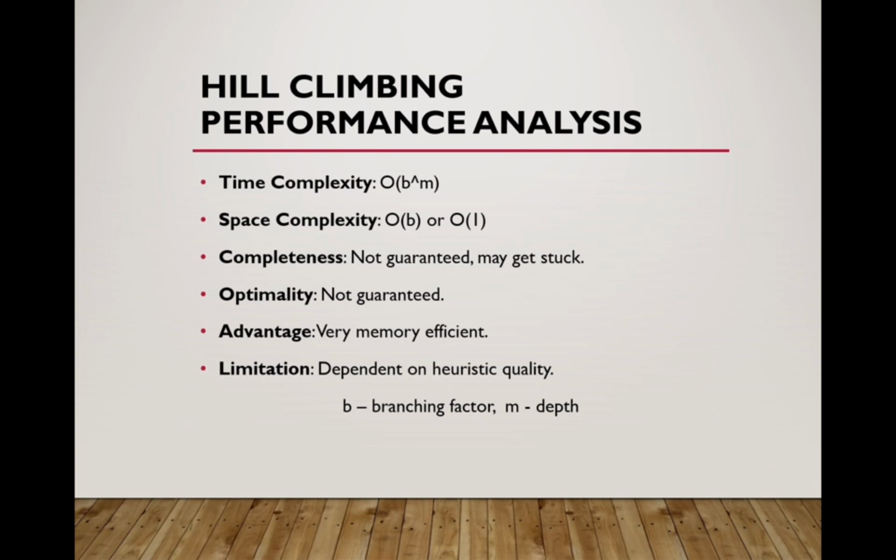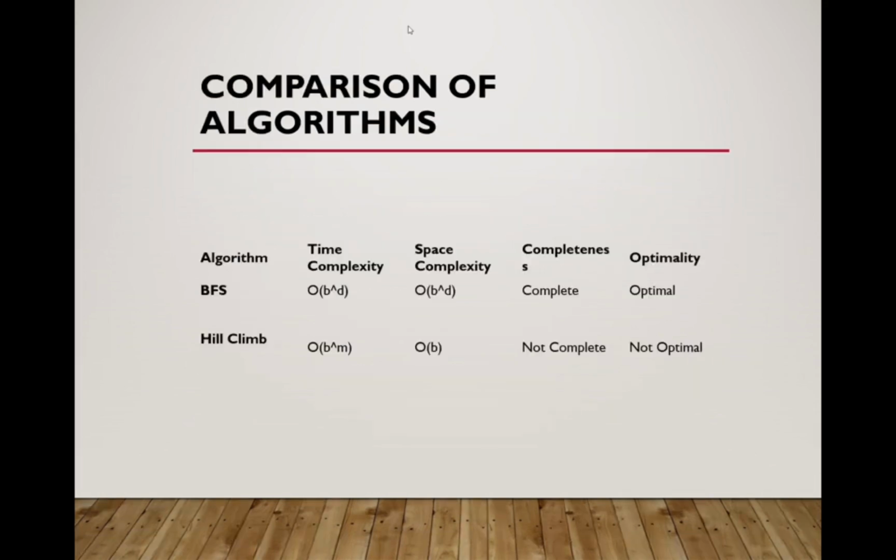And the advantage of this algorithm is that it is very memory efficient, as it won't store every possible state, because it moves only in one direction, so it might have to store just the solution path. And the limitation for hill climbing is that it is very dependent on heuristic quality. If the heuristic is good, then it will give us the best solution or a good enough solution. Otherwise, it won't be that efficient.